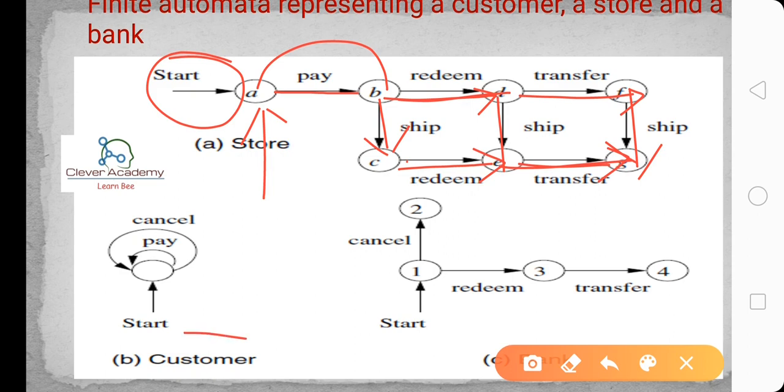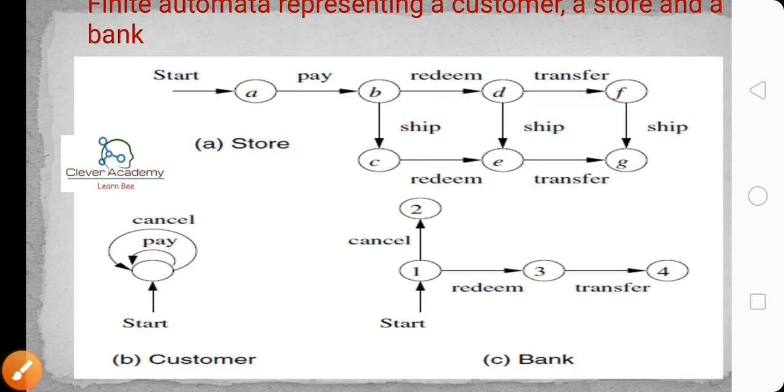And coming to the customer, there is a start, and you can decide based upon the ending value. You can represent any of them as the final state.